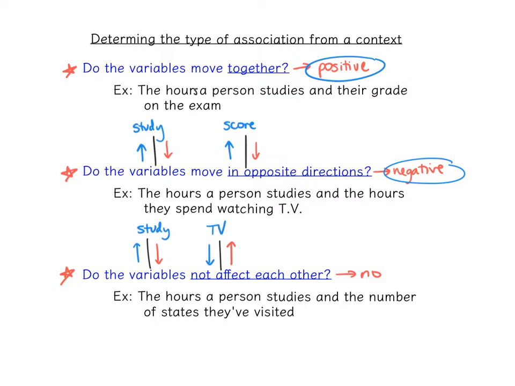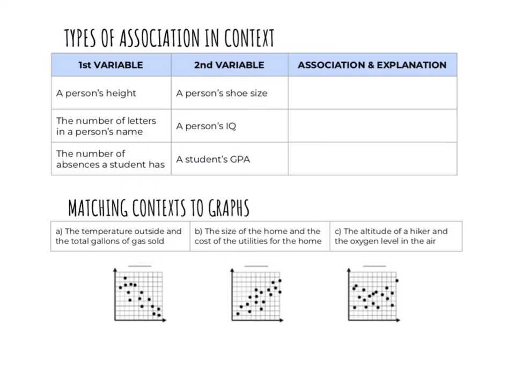Let's go back to our notes to keep practicing this. So in this table, we have the first variable, the second variable, and then our task is to determine what type of association they would have. So the first one says a person's height and a person's shoe size.